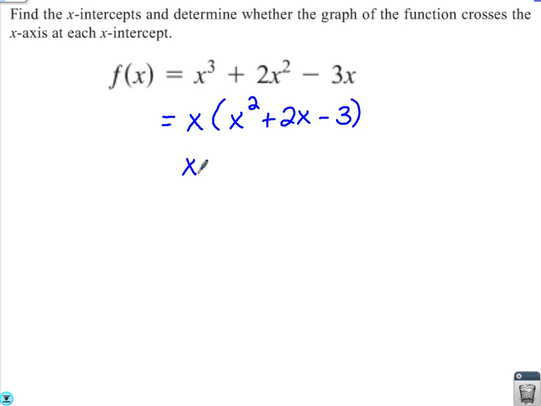Jason, help me factor that. Multiplies give you 3. 3 and negative 1, right?